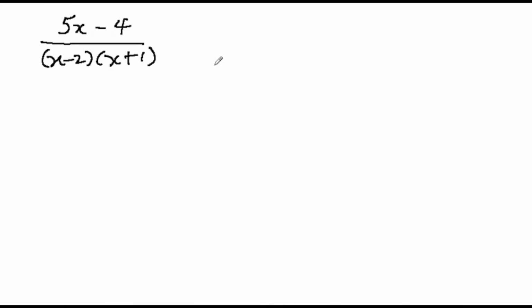The first step we are going to take is to write a partial fraction for each of the factors that we have as denominator. We have x minus 2, so we are going to write A divided by x minus 2, plus, we have x plus 1, we are going to write B divided by x plus 1. So we don't know A and B, that's what we want to look for.